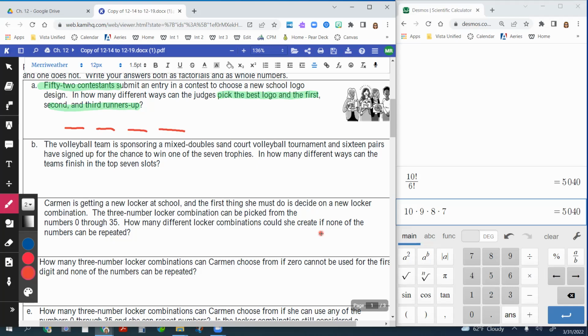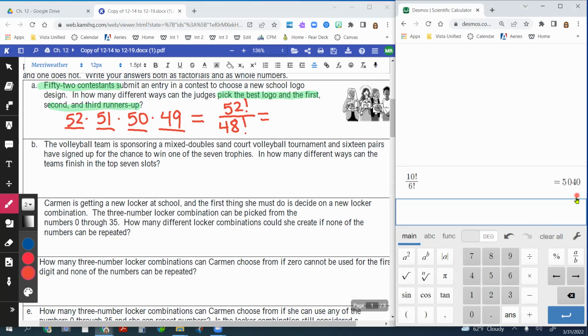So for the best, there will be 52 ways. Then after the best was picked, for the first runner up, there's going to be 51. After that, for second runner-up, 50. And after that, for third runner-up, 49. Now, how can we write that? This is going to be 52 factorial divided by what we're missing, which is 48 on down. So we're going to divide it by 48 factorial.